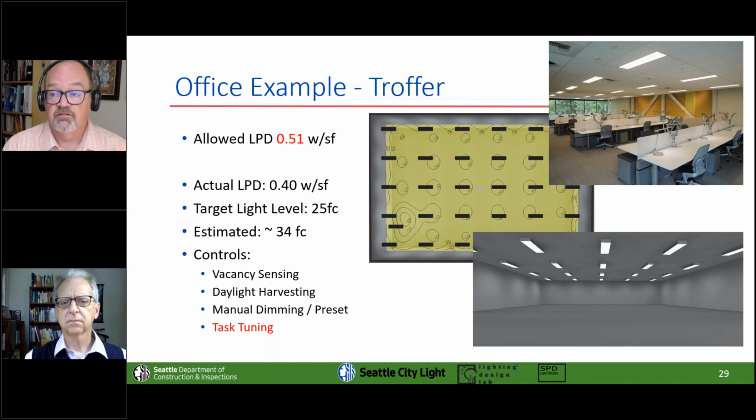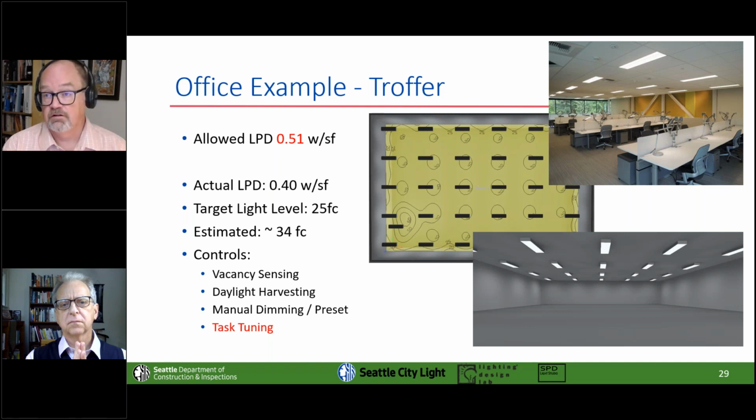So my target light level for this particular project is 25 foot candles within that space. I'm estimating that I'll be seeing 34 foot candles, standard reflectances, 80, 50, 20: 80 for the ceiling, 50 for the walls, 20 for the floor. And the actual power density that I'll see in here is actually about 0.4 watts per square foot. So handily exceeding the requirements without any real problems here.